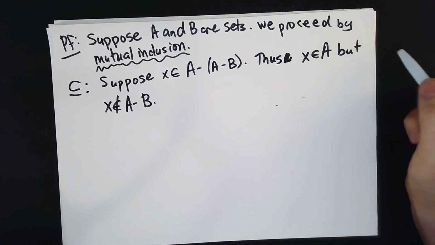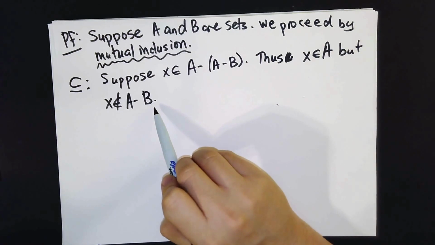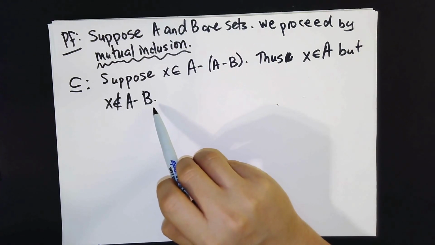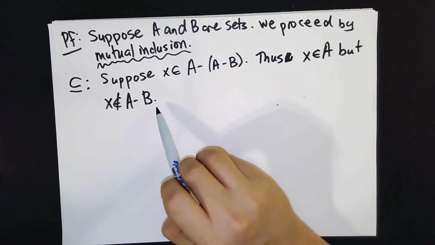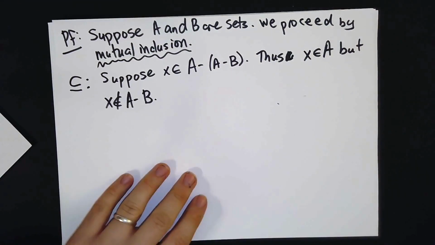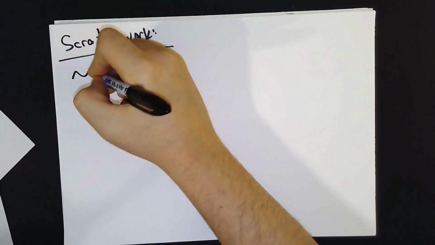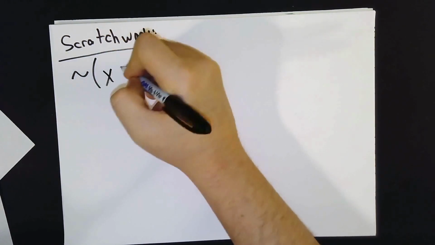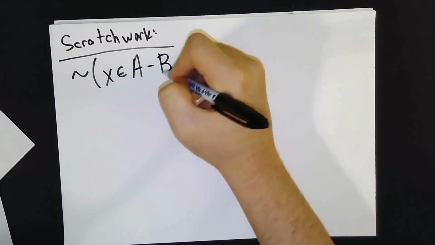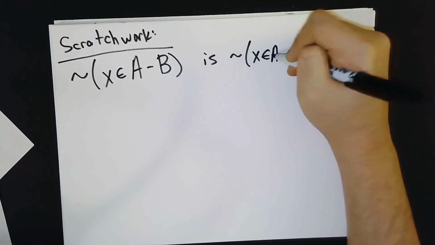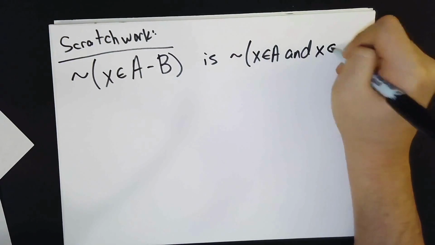Now, what does x is not in A minus B mean? In other words, I'm being asked, what's the negation of x is in A minus B? So here it's worth taking an aside. We won't write this in our proof, but let's do a little bit of scratch work. What is the negation of x is in A minus B? Well, that's the same thing as the negation of x is in A and x is not in B.